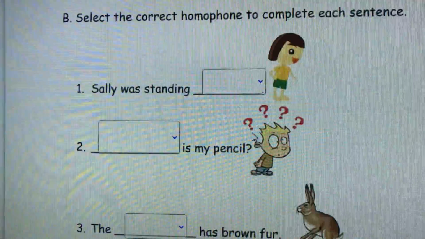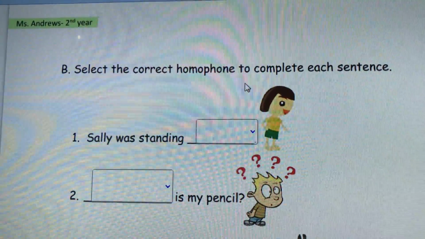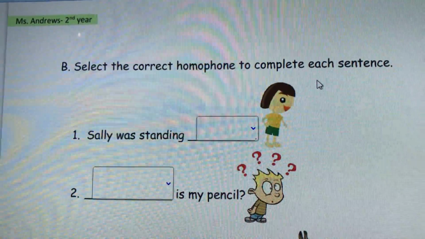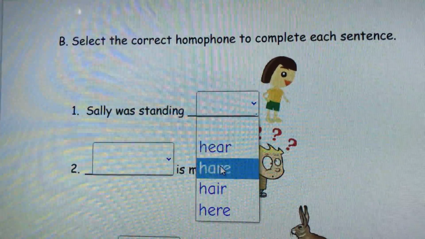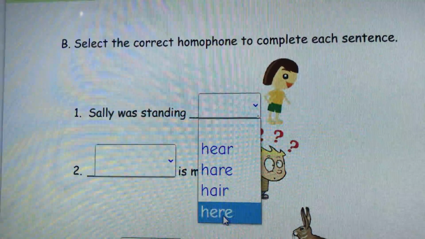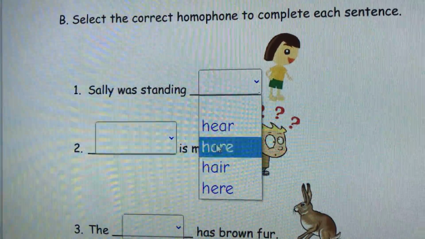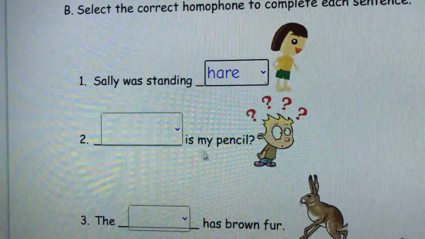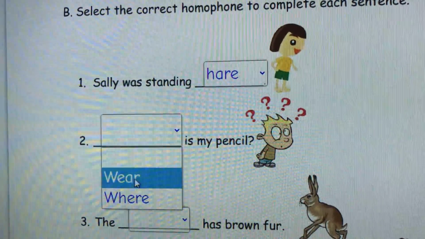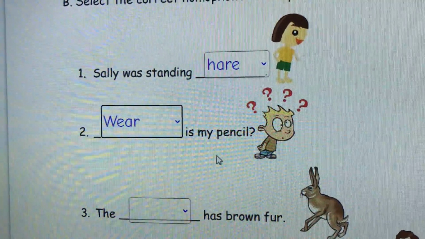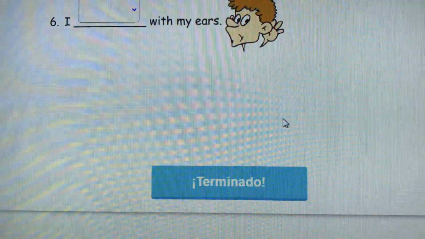Now we're gonna go down here. In this exercise, you gotta select the correct homophone to complete each sentence. So, "Sally was standing here, hair, or here." What's the right word that you have to choose there? So you have to choose the right word. "Where is my pencil?" or "Wear is my pencil?" Which one of the two you have to choose, okay? Pay attention to that. And you click finish on that language charts.